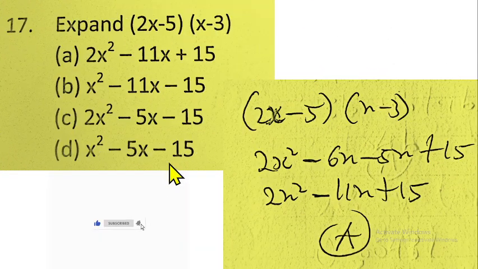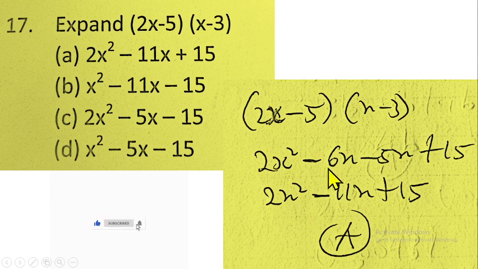Now question number 17 is on expansion of brackets. You have to expand the two brackets. It's quite simple: use the first bracket to multiply the second bracket and simplify further. So 2x times x will give us 2x squared. 2x times minus 3 will give us minus 6x. Minus 5 times x will give us minus 5x. Minus 5 times minus 3 will give us plus 15.